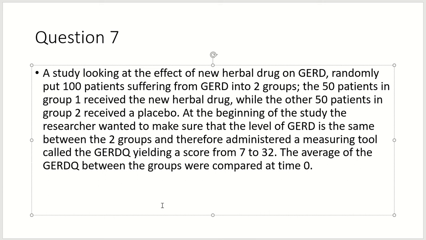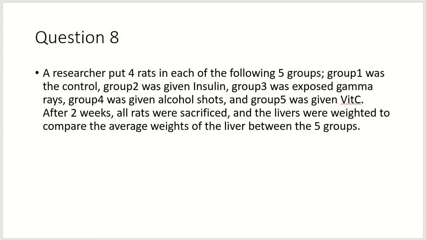Your outcome variable, yani your dependent variable, is the GERD-Q score. Your independent variable, yani your exposure variable, your grouping variable is whether they received the placebo or whether they received the treatment. Question number 8, and I think this is the last one. A researcher put 4 rats in each of the following 5 groups. These are not the same 4 rats. So you have in total 20 rats.